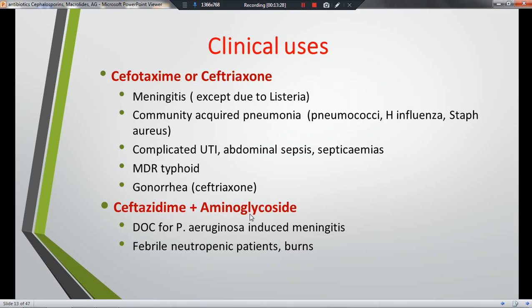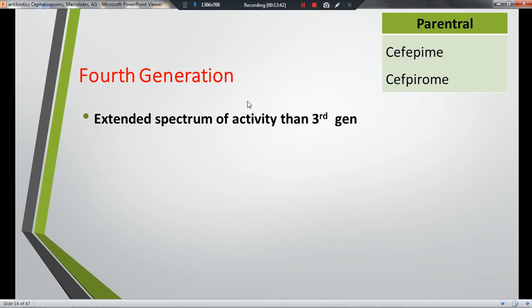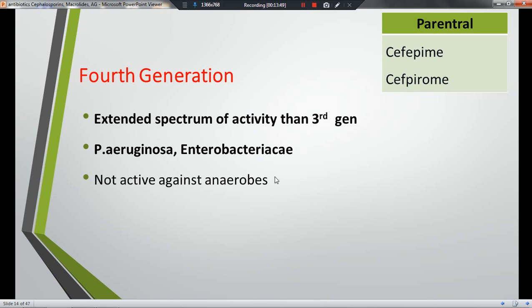It is another agent that has good activity against pseudomonas. Fourth generation, easy to remember, only 2 drugs and both are given parenterally. Both have a PI in their name, cefepime and cefpirome. Okay, so it is an extended spectrum and has high activity against pseudomonas and enterobacteria.